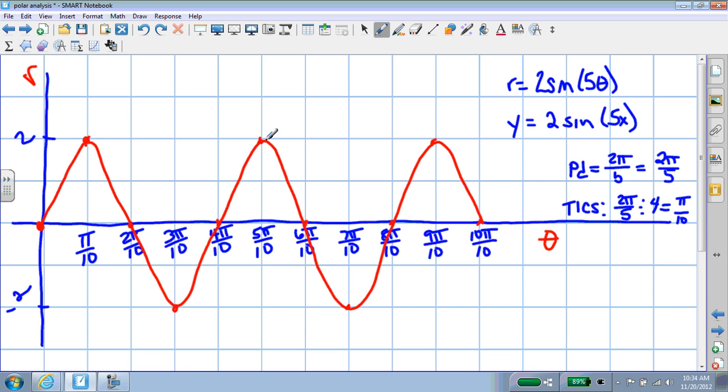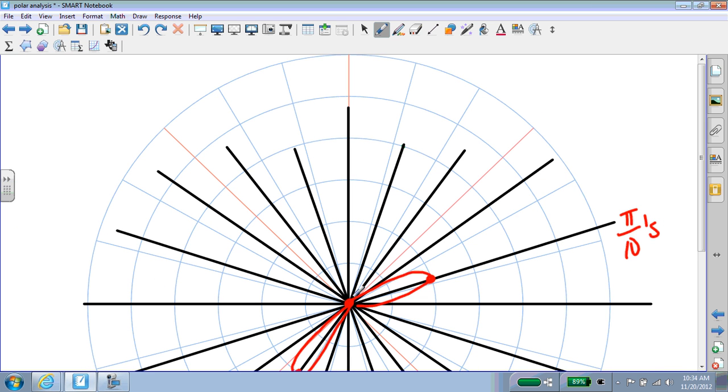Okay, at 5 pi over 10, I'm at positive 2. And at 6 pi over 10, I'm back at 0. And again, the radius got bigger and then smaller. So at 5 pi over 10, I'm at 2. And at 6 pi over 10, I'm back at 0. So the radius got bigger and then smaller.